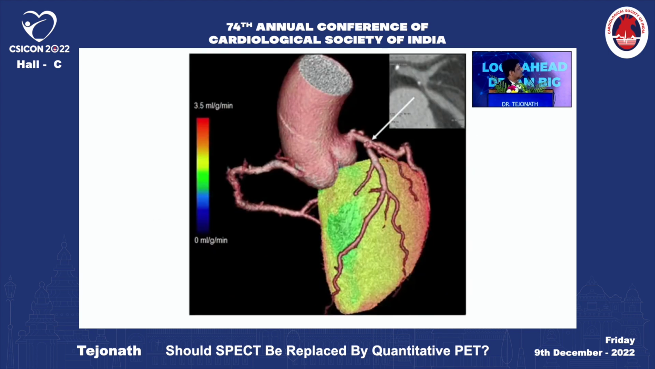So this is again an image drawn. You can see the narrowing and the myocardial quantification of that particular territory, which can give us, in a single setting, both the CT assessment as well as the myocardial flow reserve and myocardial blood flow.